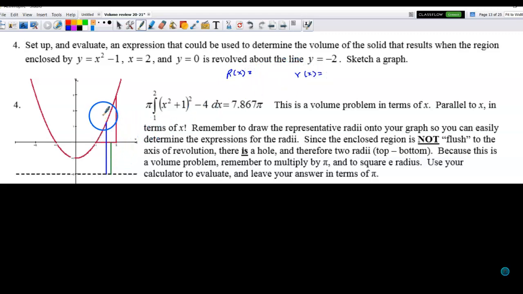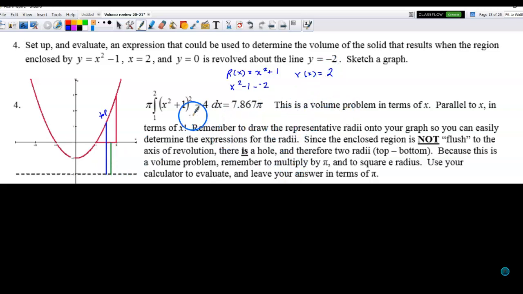So big R of x is top, so here we go. That's the parabola, minus bottom, which is negative 2. So that would be x squared minus 1 minus negative 2. Top minus bottom, which is going to give me x squared plus 1. Little r is from 0 to negative 2, so top minus bottom, 0 minus negative 2 is a positive 2.